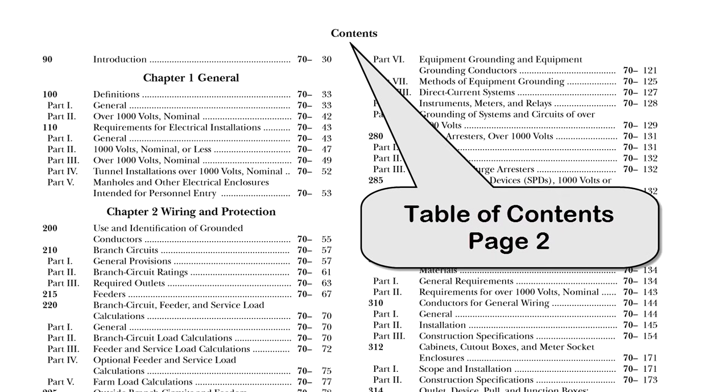The table of contents is on page 2 of the front of the code book, and it breaks down here. Chapter 1, Chapter 2, it talks about the parts, it talks about Article 100, Article 110, and that's your table of contents. I don't expect you to understand a whole lot other than to know page 2, table of contents. Let's move on to the next one.